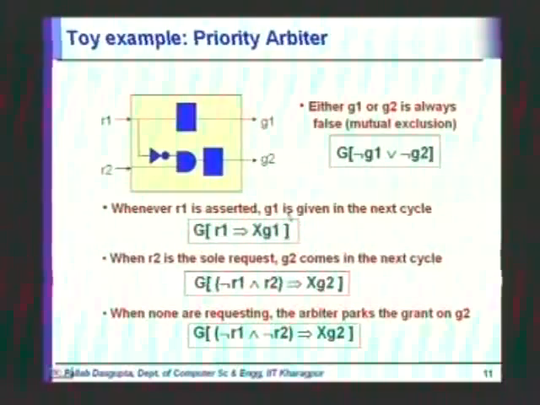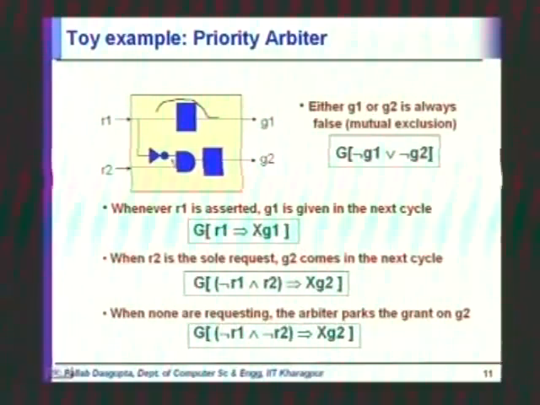When R1 is asserted, G1 is given in the next cycle. That's obvious because of this path. Okay, R1 is asserted, then G1 will come in the next cycle. When R2 is the sole request, G2 comes in the next cycle. If R2 is the sole request, that means R1 is low, so this is high, and R2 is high, so this AND gate's output will be high. So in the next cycle we will have G2.